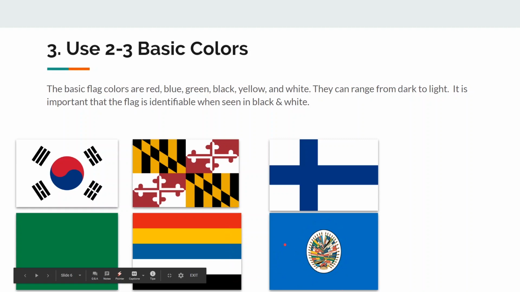This flag is the flag for the Organization of American States. Basically, it's a multinational organization for the countries of the American states, all the countries in the Western Hemisphere, to get together and talk. So they put all their flags on it, and I can't tell. I can see America, but I can't see anything else. It's quite hard to read, to see, to look at. So this is an example of an overly busy, too colorful flag.